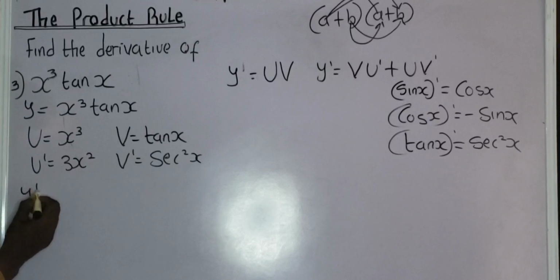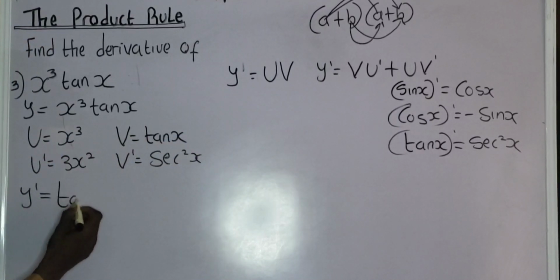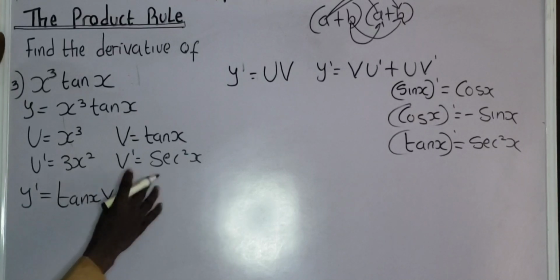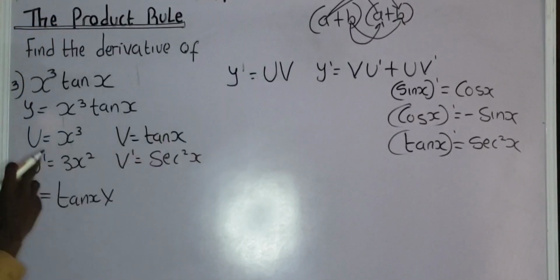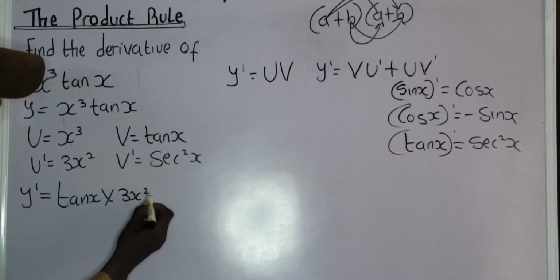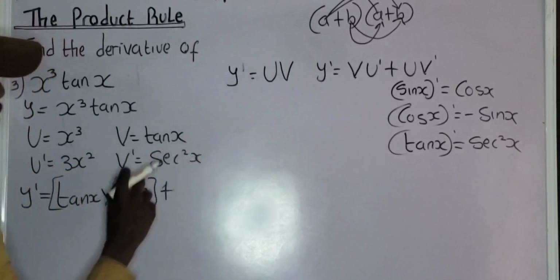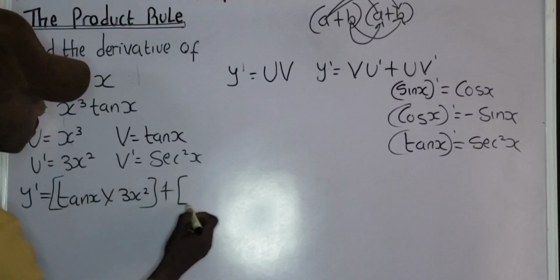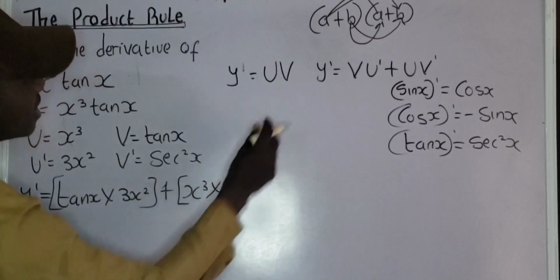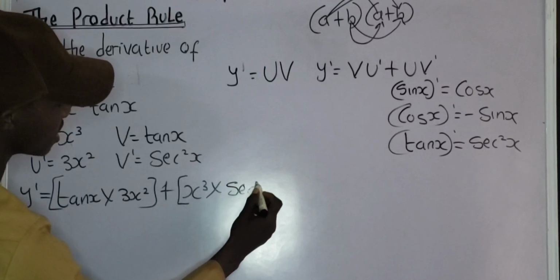Now u is equals to x raised to the power of 3 and v is equals to tan x. You understand? So the derivative of u is 3x raised to the power of 2, and the derivative of v is sec square x. Okay, let's proceed. Having known that, the derivative of y is, v is tan x, so I'm going to have tan x multiplied by the derivative of u, 3x squared, plus u, which is x raised to the power of 3, multiplied by the derivative of v, sec square x.